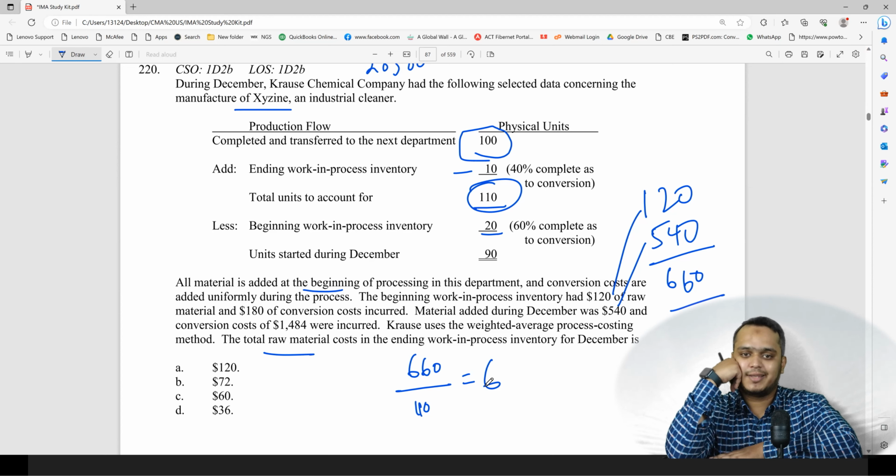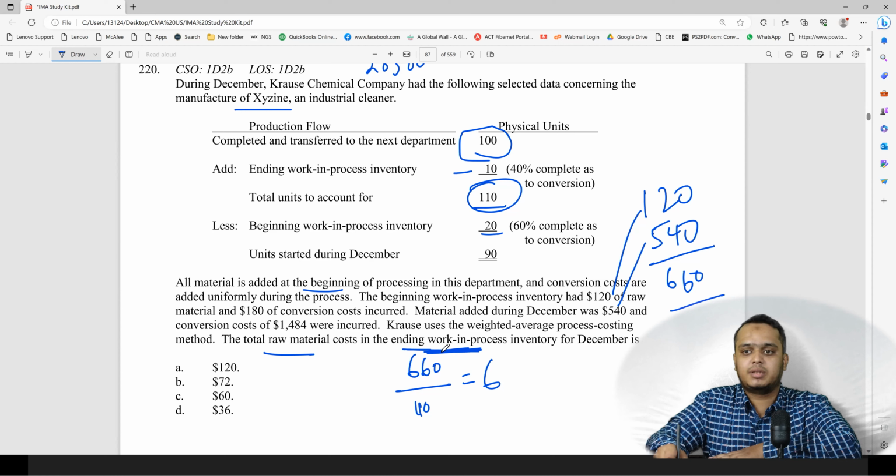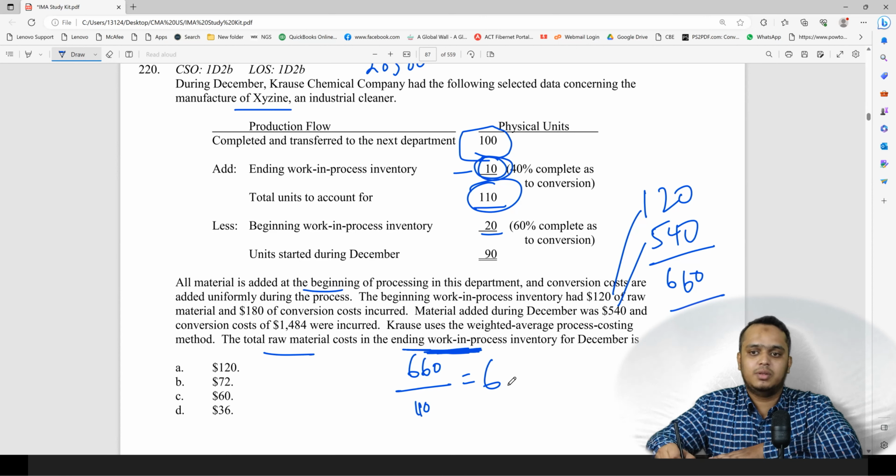But now what is he asking us? He's asking us what is the ending work in progress inventory only. Now, where is my ending work in progress inventory? Here is my ending work in progress inventory. The cost of the unit is also there. 6 into 10. Here's my answer.